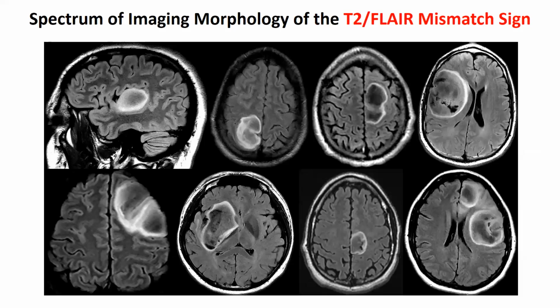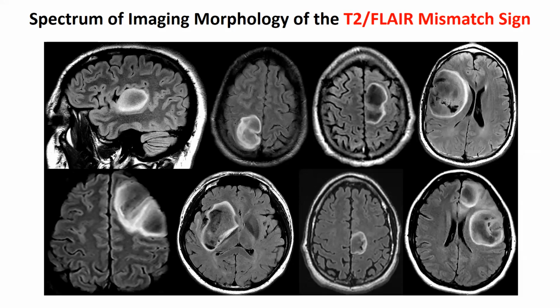Got it? How about this? Spectrum of T2 FLAIR mismatch. Again, eight different MD Anderson Cancer Center patients, all with tissue-confirmed IDH mutant diffuse astrocytic disease. Look at the spectrum. I'm actually showing only classic T2 FLAIR mismatch, which means suppression of the T2 hyperintensity in the majority of the center of the tumor.